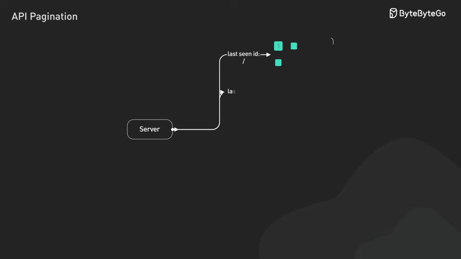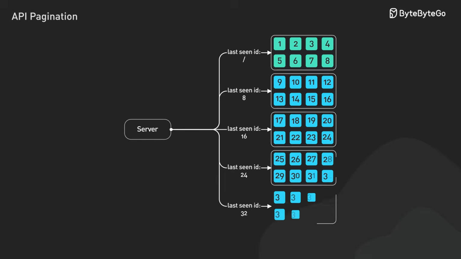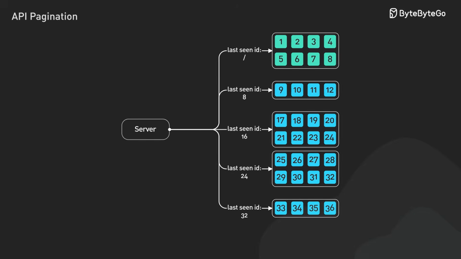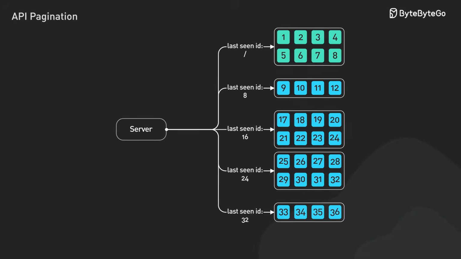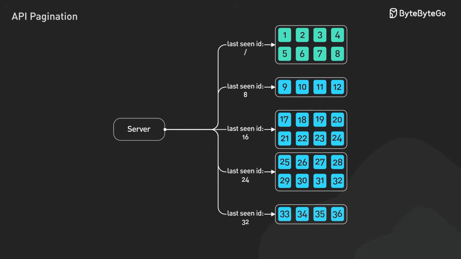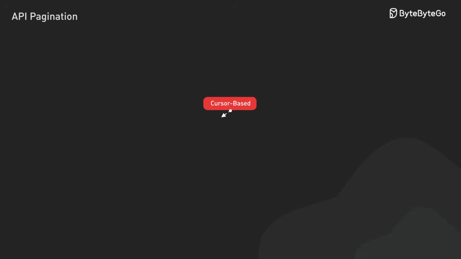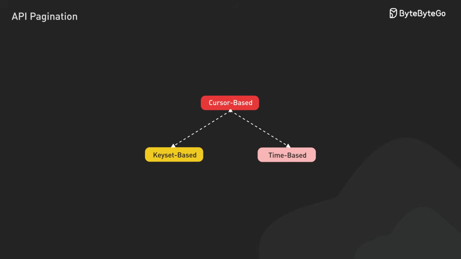Cursor-based pagination works really well with large, fast-changing datasets. It stays consistent even when records are added or deleted between requests. This makes it perfect for real-time feeds or any data that changes often. Some cursor-based implementations are key-set pagination and time-based pagination.